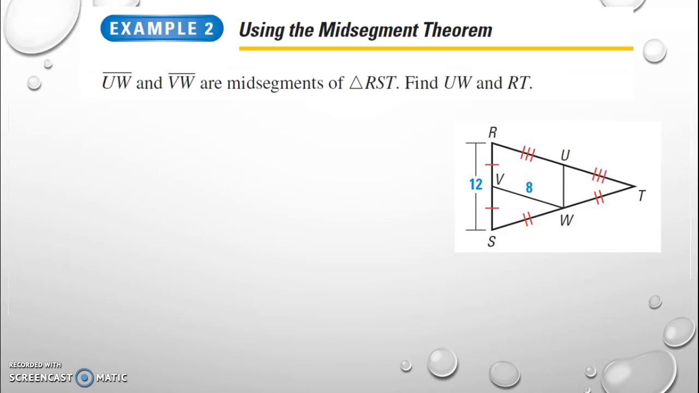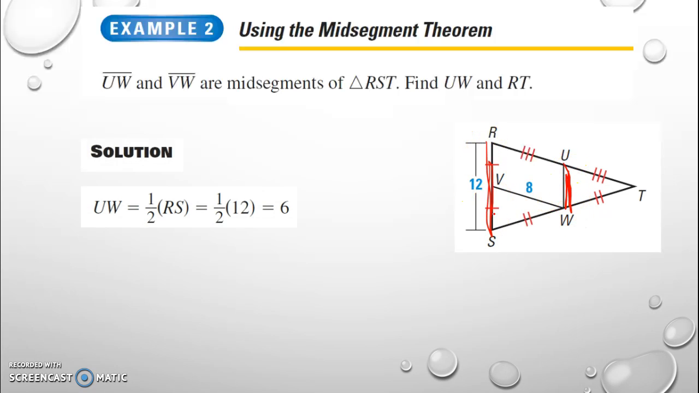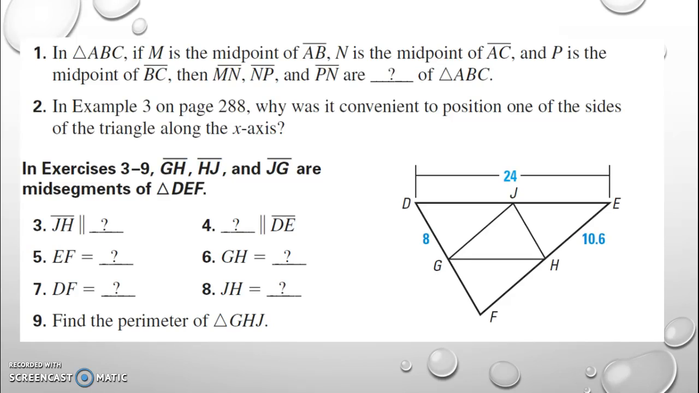So, a nice simple problem for UW and VW. We're given that they're mid-segments, and we can also tell that by the markings on the drawing, showing us that they're midpoints by showing us that the side is bisected. So to find UW, because it's the mid-segment and parallel to this base, it would just be half of that base. So half of 12 is 6. The second part, they're giving me the mid-segment, VW, and asking me to find RT. So I'm just going to double it, and I get 16.